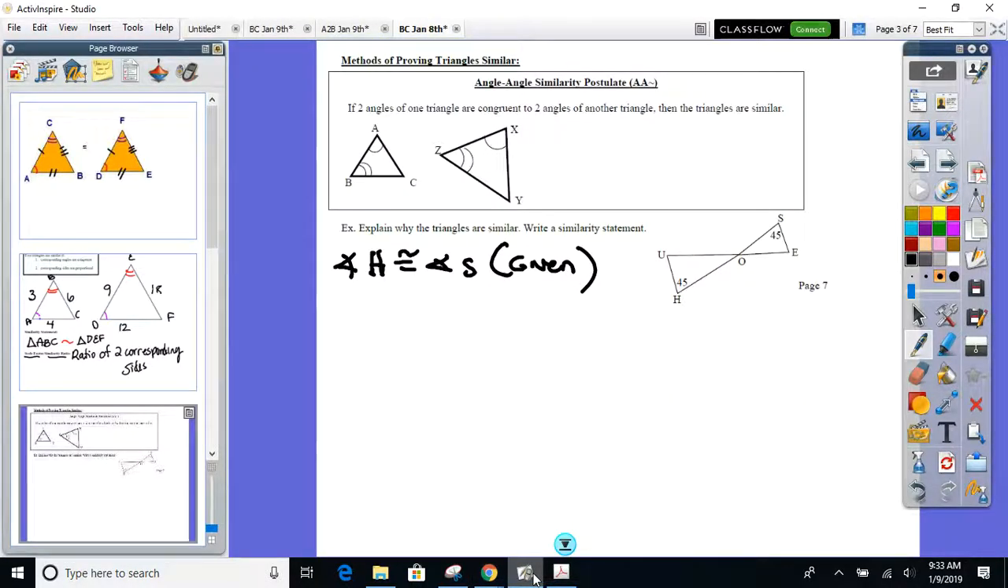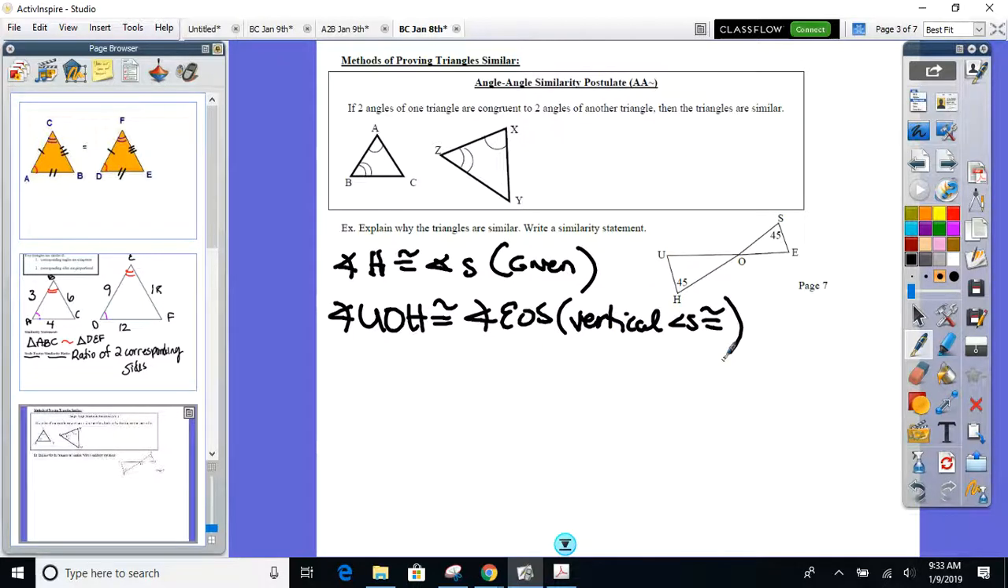Name them. Angle UOH congruent to angle EOS. Those are what type? Vertical angles congruent. Got it? And that's it. We're done. This is great, huh?